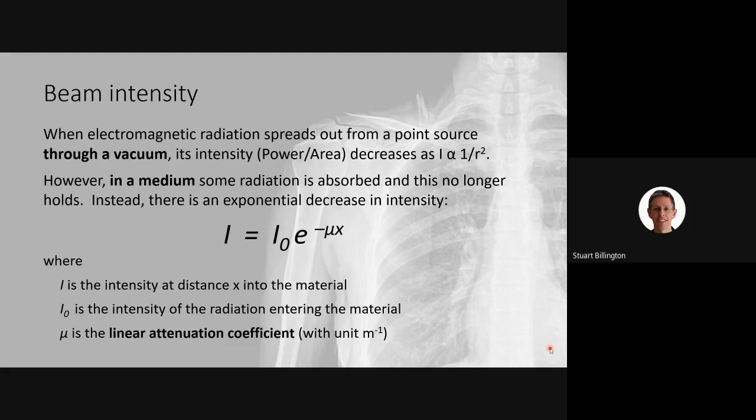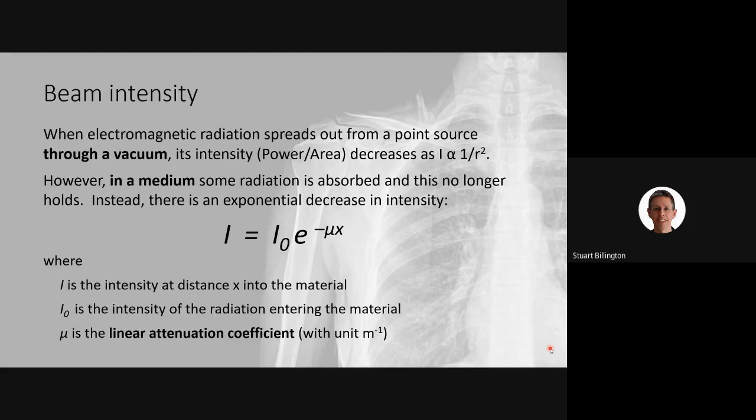Mu is called the linear attenuation coefficient. I don't think you need to remember that term, but you do need to remember what it represents. It represents the absorbency of the human tissue. So if the human tissue, like bone, is very, very good at absorbing X-rays, then mu is going to be a large number. And that e to the minus mu x term is going to fall away to 0 very quickly indeed. And so it's going to have a very large impact on I0.